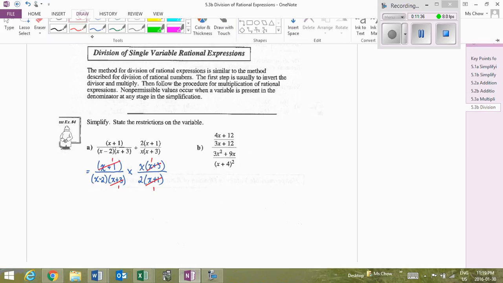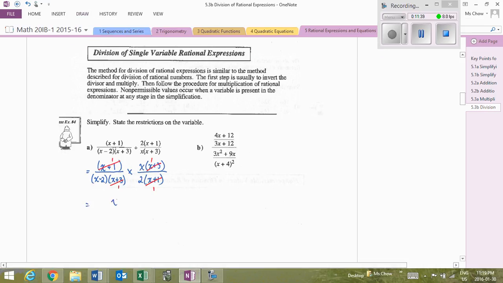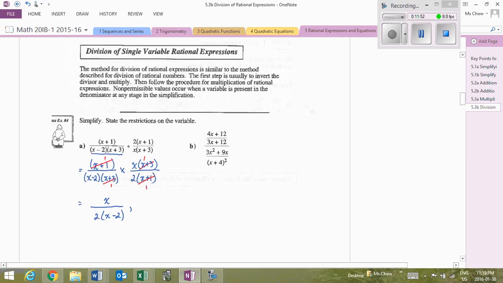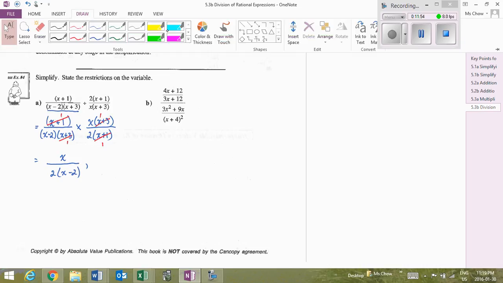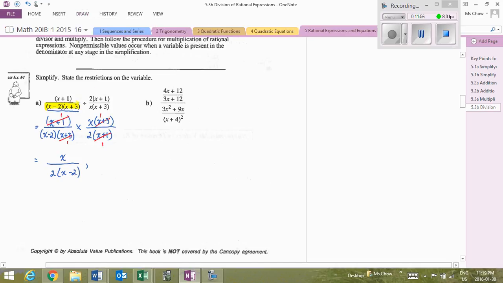So now all I've got left then is x over 2 times x minus 2, and that is contingent on my restrictions. And looking at these factors first, oops. So looking at these ones, we've got negative 3 and positive 2. Looking at these ones, we've got 0 and negative 3, and looking at the numerator, negative 1.